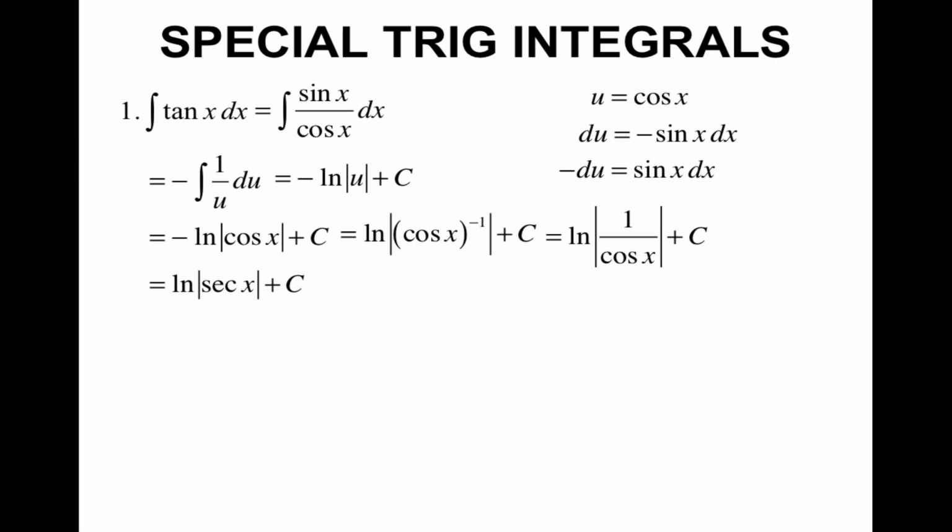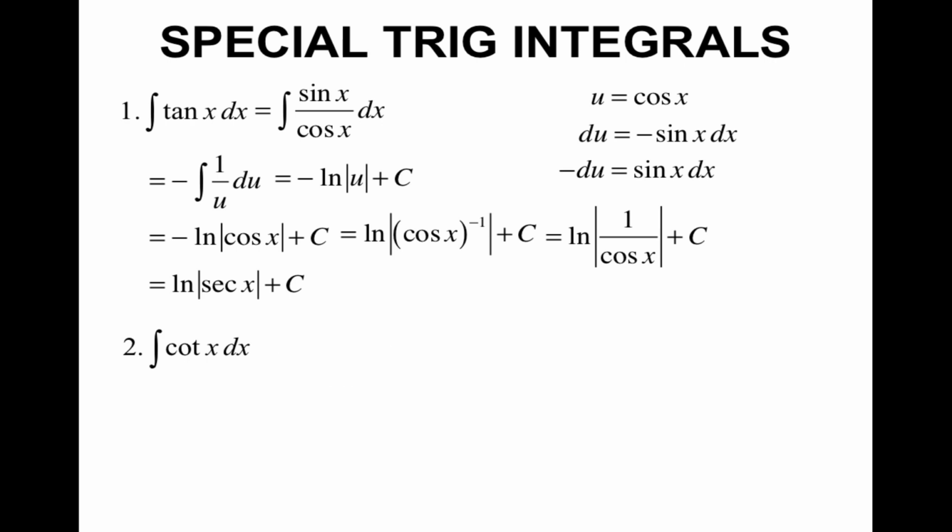So what you have to remember, you can either remember this process, or you can remember that the antiderivative of tangent is the natural log of the absolute value of secant x plus c. All right, I want you to go ahead and see if you can try cotangent on your own.